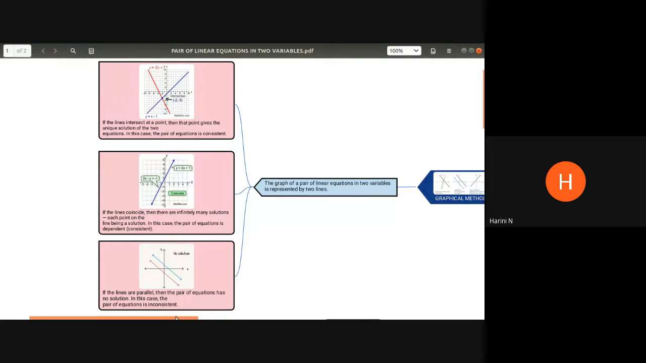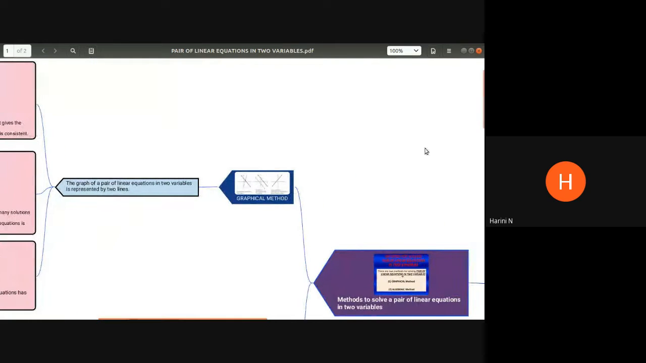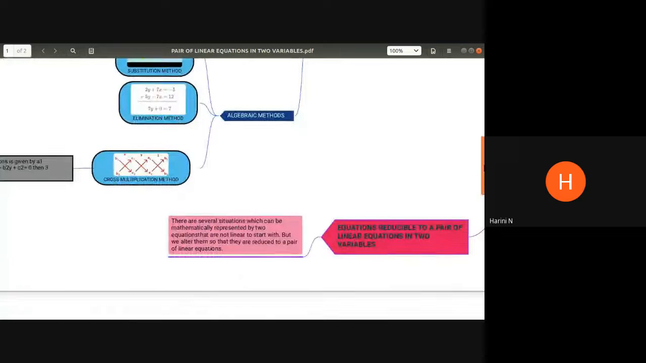Okay, so this we will discuss in the beginning. That is, the graphical solution is what we will take up in the beginning. So all this is there for us in store. All right. So I think I have discussed the concept map completely.